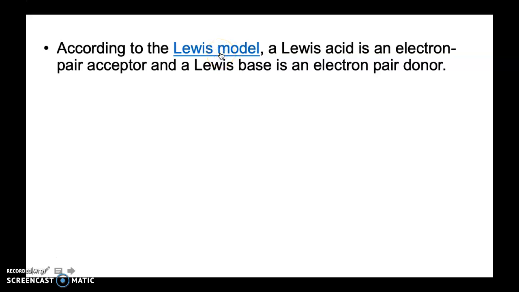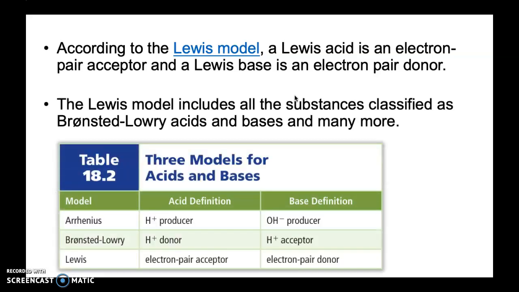Lewis model. An acid is an electron pair acceptor, and a base is an electron pair donor. So this one is based on accepting and donating electron pairs.